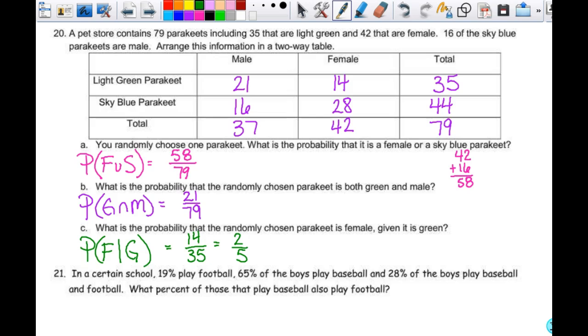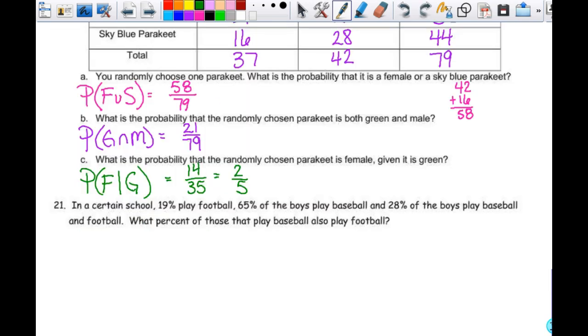All right, so then last one. In a certain school, 19% of the boys play football, 65% of the boys play baseball, and 28% of the boys play baseball and football. What percent of those that play baseball also play football? So this is conditional probability, but we have to be careful because it is not the probability of baseball given football. It says what percent of those that play baseball also play football. That means we know they play baseball, but then also play football. So we're looking for the probability of football given that they play baseball.